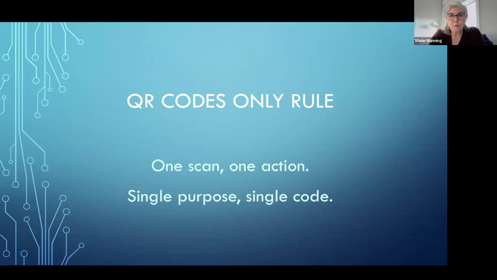QR codes have one rule. That's one scan, one action. Stated a different way, each QR code has to do one thing. It can't do multiple things. It's got to do just one. Going back, signing up on a sign up sheet, getting someone's email. That's the purpose of a QR code.